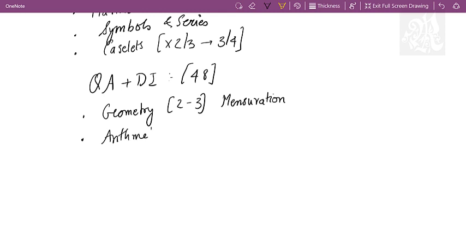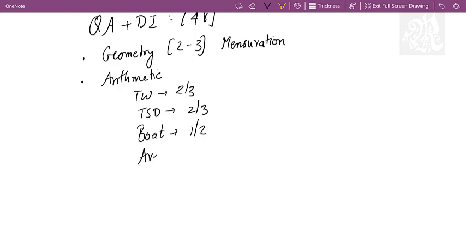Talking about the breakdown here, time and work, you can expect 2 to 3 questions. Time, speed, distance, you can expect 2 to 3 questions again. Specifically in time, speed, distance, they'll ask a question on boats, which will be around 1 to 2 questions again. And you can have questions on averages. These 4 will play a vital role here.